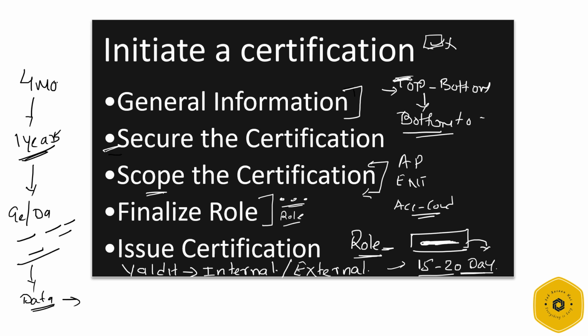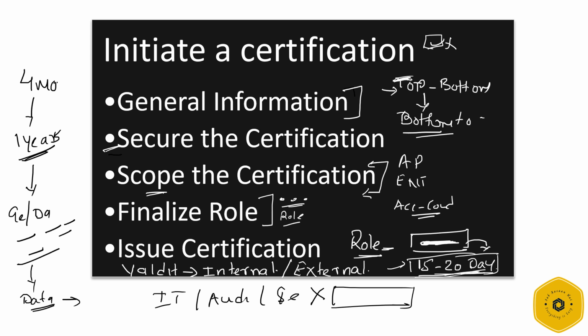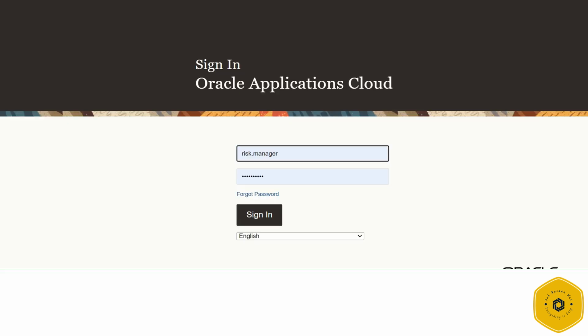So what this particular module gives me is a saving of 15 to 20 days from different users. For example, the involvement of IT, involvement of auditors, involvement of the security team will be avoided. Once we automate this process, we directly save around 15 to 20 days. So let me log into the application and I will show you how we can configure this whole certification part. So here I am logging into my application.